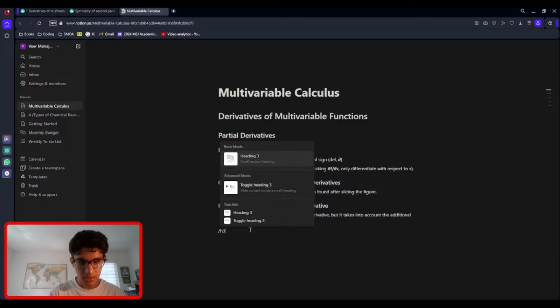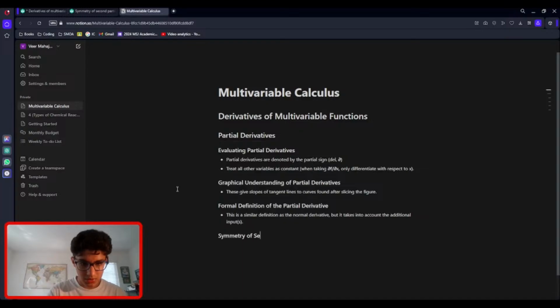Symmetry of second partial derivatives. Or let's just write second partial derivatives. That's more general. So this is done in the same way as traditional derivatives. And then what else is there? So yeah, partial.